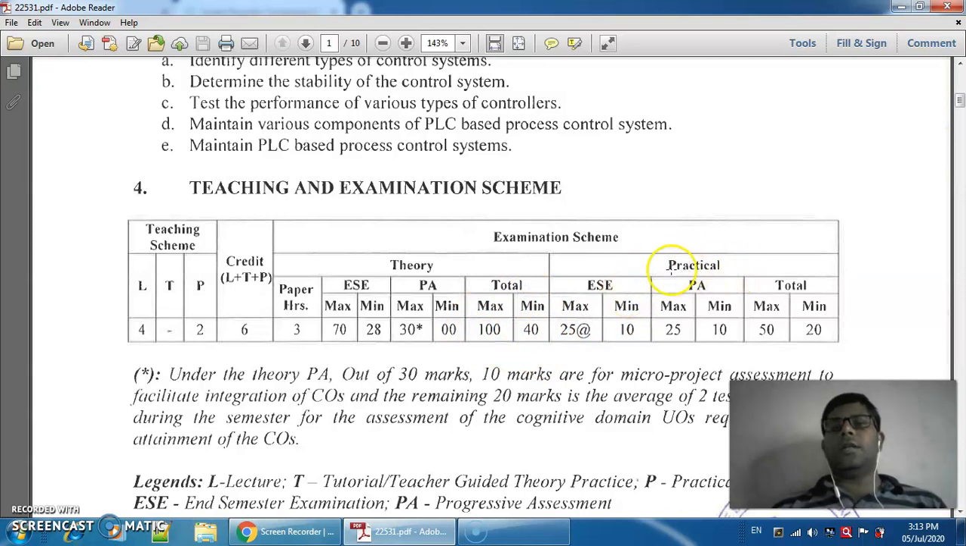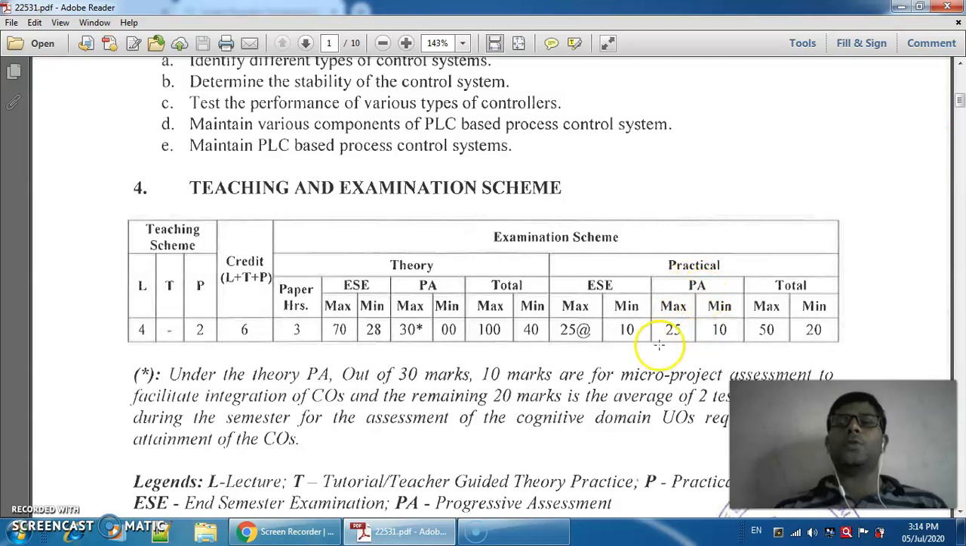Then another part is practical. In the practical, again the same pattern, ESA and PA. ESA means end semester examination. That means there is some internal and external examination. The external examiner will come and take your vivas and all this process. So this is of 25 marks, and 10 marks is the passing criteria.